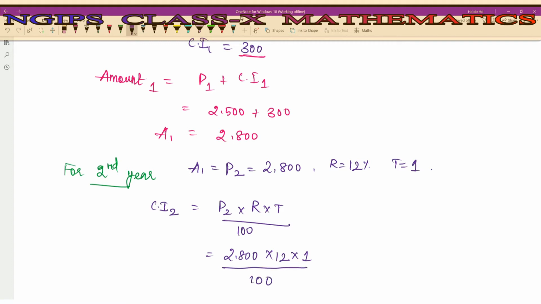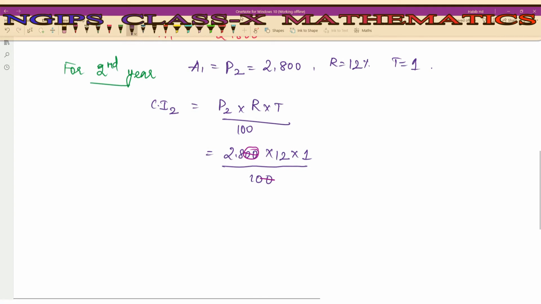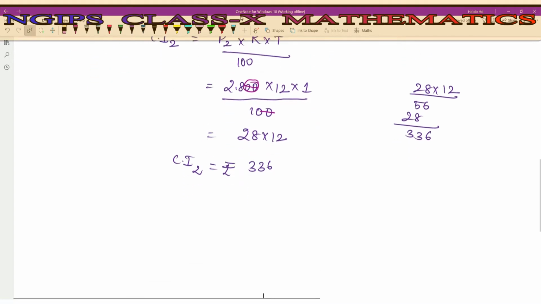Now here 2 zeros and 2 zeros both are going to get cancelled. So the leftover here is 28 into 12. So 28 into 12, 28 into 2 is 56, 1 into 28 is 28. So here it is 6, 8 plus 5 is 13, 336. So the compound interest for the second year is rupees 336. Now we are going to calculate the amount for the second year.